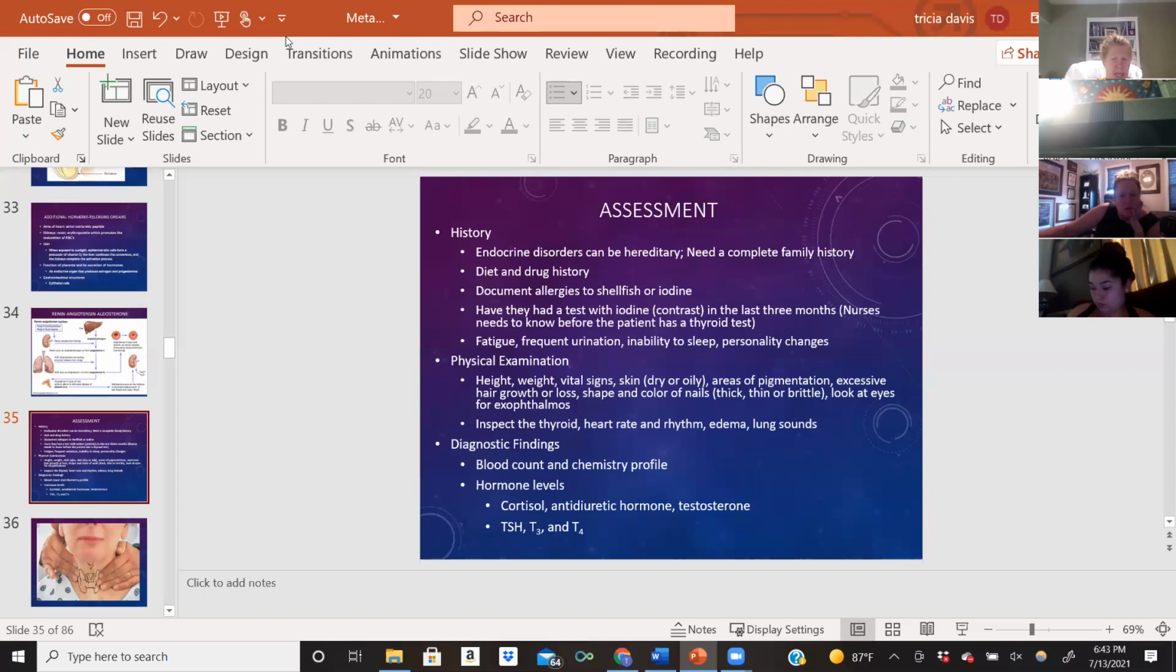I feel like we always do a blood count and a chemistry profile. So we're looking at white blood cell counts, we're looking at red blood cells, hematocrit, hemoglobin. We're going to want to look at their electrolytes, potassium, chloride, sodium, phosphorus, magnesium, all that good stuff. Specifically associated with the endocrine system, we're going to be looking at different hormone levels. So we can look at cortisol levels, we can look at ADH levels, we can look at testosterone, estrogen, and then of course, a lot of the ones that you're going to see are the TSH, the T3, and the T4.